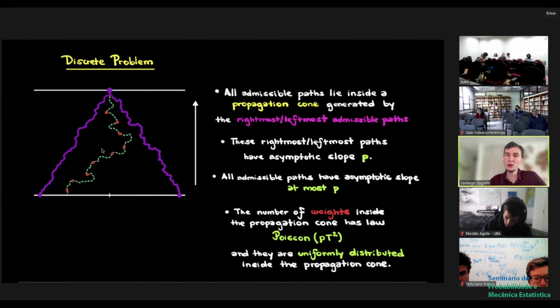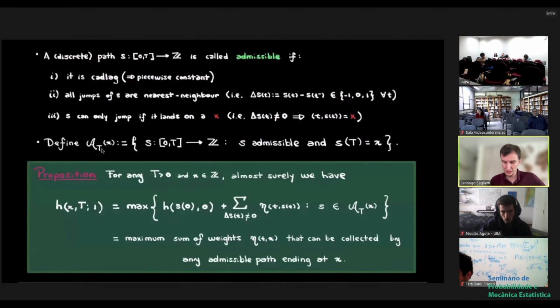So as I said before, all these nets of paths that I have to look at, I'm going to call them admissible paths. These admissible paths are the ones that I referred to as a net of paths before. All these need to be inside a propagation cone, which is going to be given by the rightmost and leftmost paths which are admissible. So what does that mean? Let me go back 1 second.